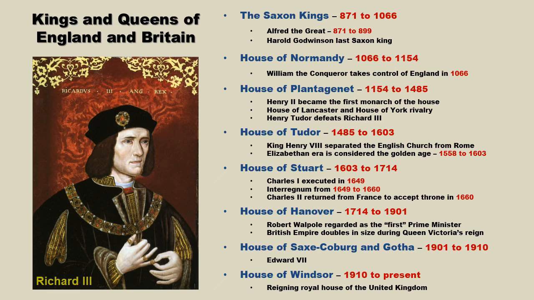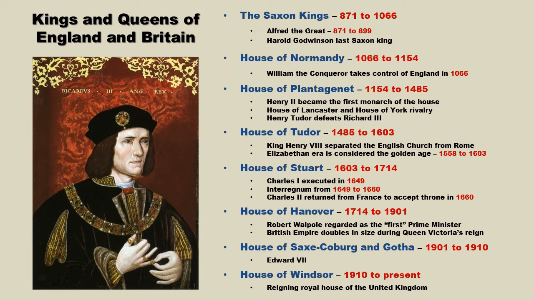The last Plantagenet ruler was Richard III. Richard faced major rebellions during his reign. The last rebellion involved Henry Tudor. Tudor was descended from the House of Lancaster, while Richard III, as I mentioned, was associated with the House of York. In August 1485, Henry Tudor and his forces defeated Richard's army.